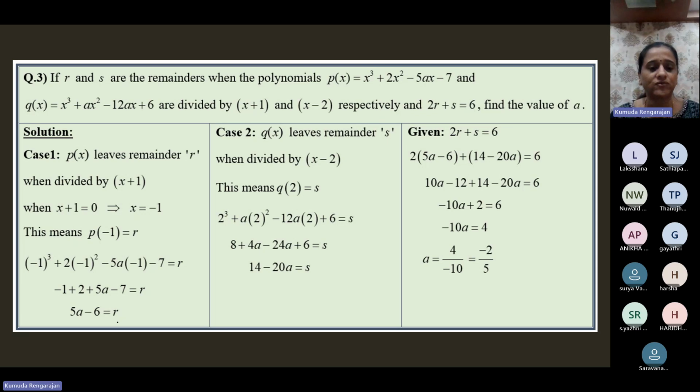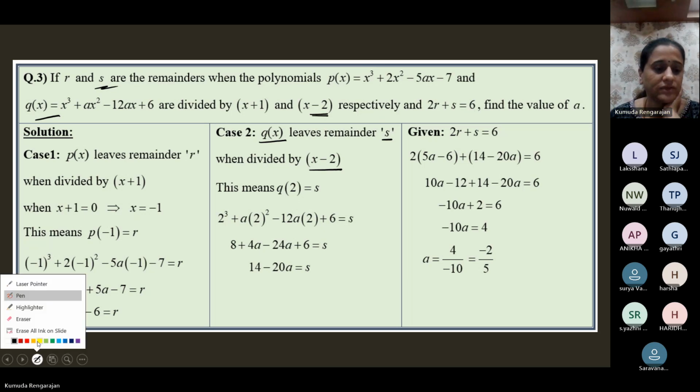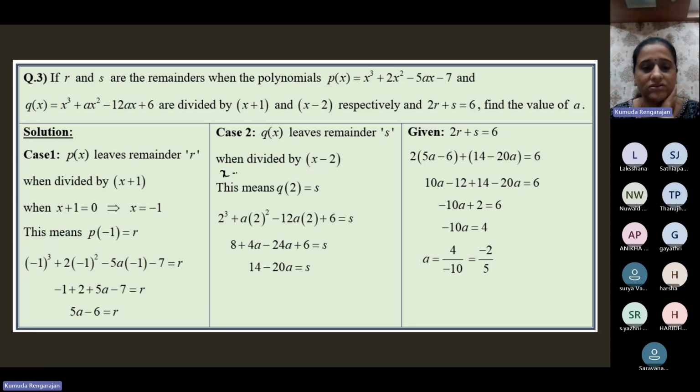So we'll find the expression for r. R is equal to 5a minus 6. Have it as it is. Now, the next thing is, when q of x is divided by x minus 2, the remainder is s. Q of x leaves remainder s when divided by x minus 2. So that means, again, equate, I missed to write that here. X minus 2 is equal to 0. X is equal to 2. So that means Q of 2 is equal to the remainder.